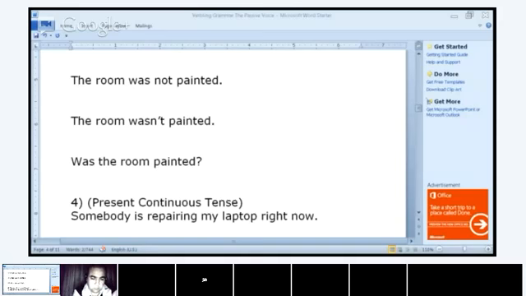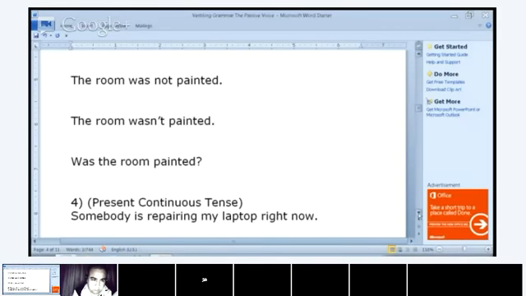Is somebody repairing my laptop right now? That would be a question. Is somebody repairing my laptop right now? And then I like to use anybody. Is anybody repairing my laptop right now? How about the negative form? Somebody is repairing my laptop. And it's very common to say nobody when you're making a negative sentence.